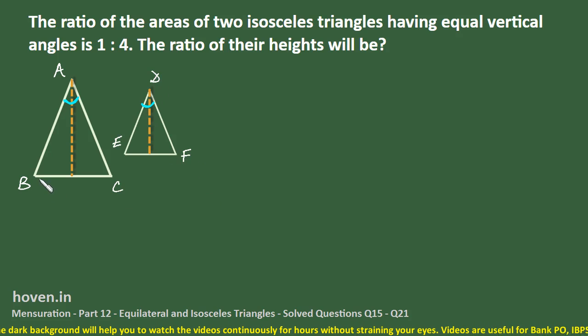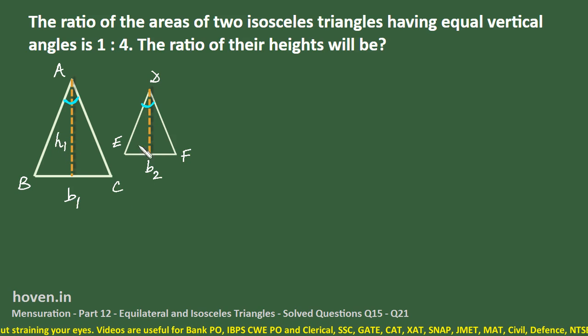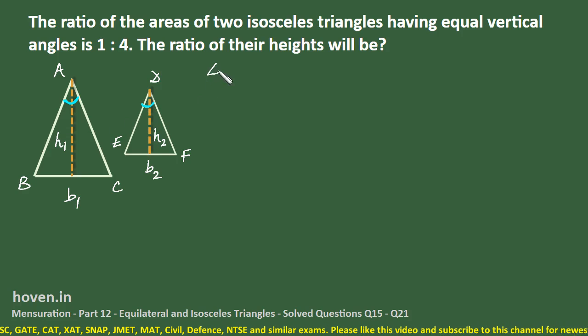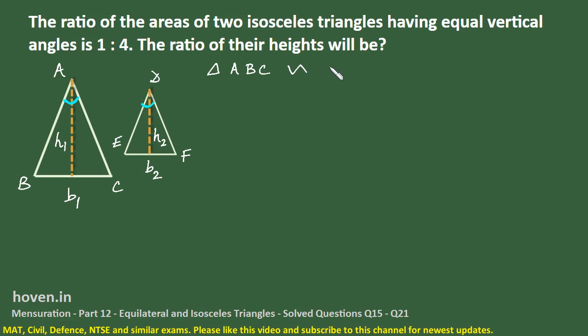And let us suppose the base of this triangle is represented by B1 and base of this triangle is represented by B2. And likewise, let the height be H1 and the height be H2. Now we know that this angle is equal to this and both the triangles are isosceles. So, triangle ABC is similar to the triangle DEF. This is what we have.